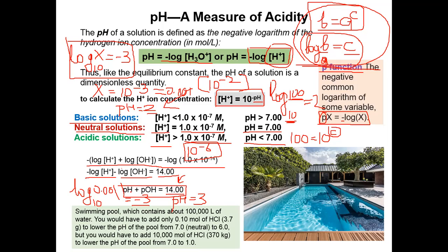Now I have a question. If pH is 9, what's going to be pOH? It's going to be 5, right? Because 9 plus 5 is 14.